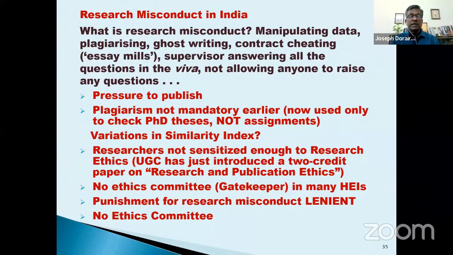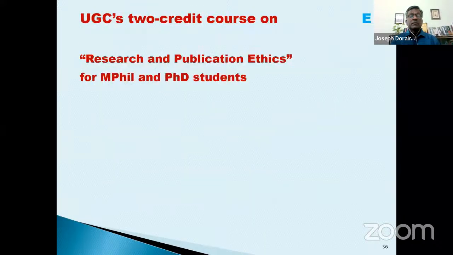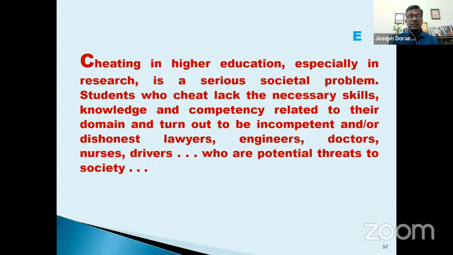So therefore, it is time that we make our research methodology course very strong and infuse a culture of ethics and honesty and integrity. And this is my last slide. Cheating in higher education, especially in research, is a serious societal problem.